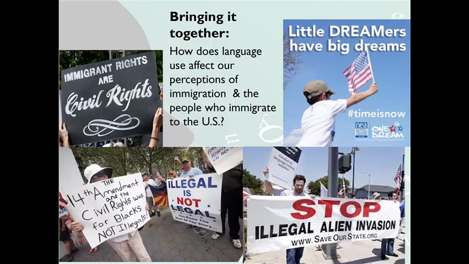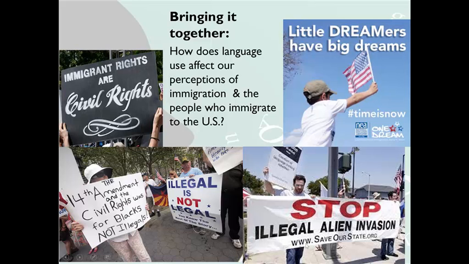So bringing together some of the ideas of the past chapters, take a look. How does language use affect our perceptions of immigration and the people who immigrate to the U.S.? And I have some examples here. So we talk about immigrant rights or civil rights, right? There's so much meaning attached to this concept of civil rights. Right? And so by linking that to immigrant rights, what kind of meaning gets attached to immigrant rights? Right? Here we get this idea that illegal is not legal. The 14th Amendment was for blacks, not illegals.